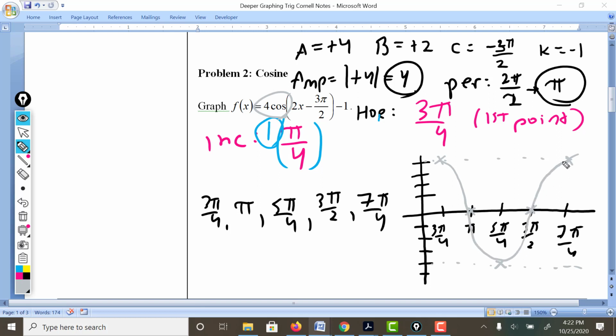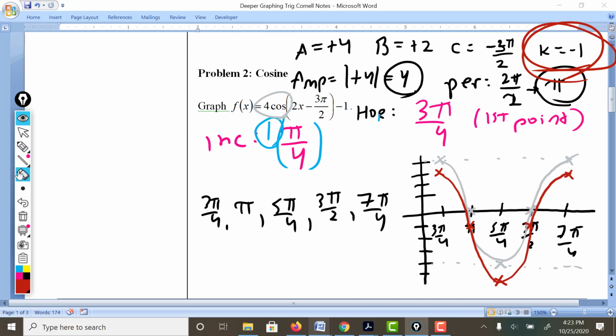However, we have this k value. So what happens is everything drops down by 1. In other words, this point at 4 would drop down to 3. This one at 0 would drop down to negative 1. Sorry, this one at 4 would drop down to negative 5. This one at this point right here, from 0, would go down to negative 1. And this one at 4 would go down to 3. I'm dropping each of these by 1 because the k value is negative 1. So this is really what my graph would look like.